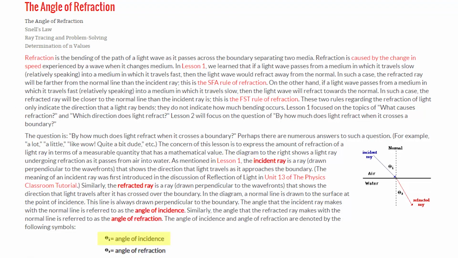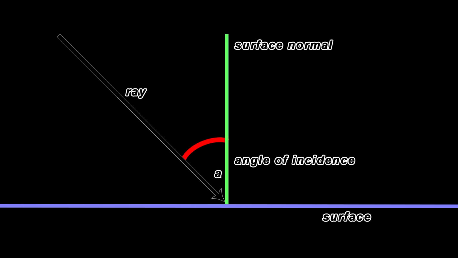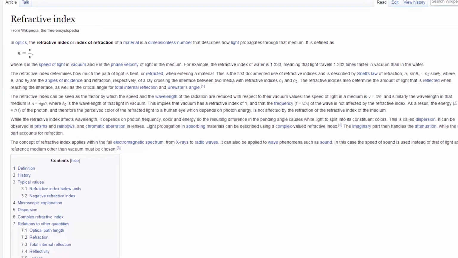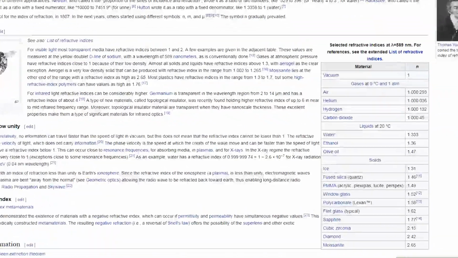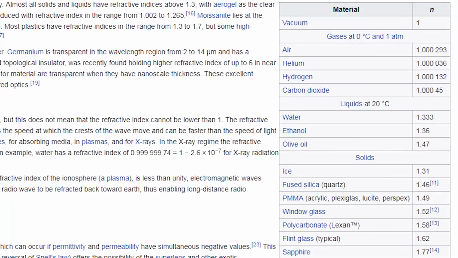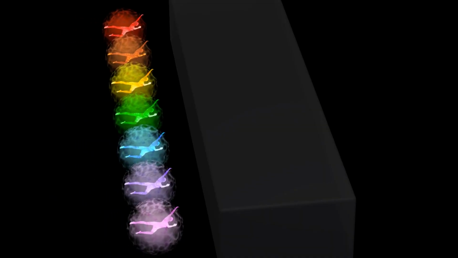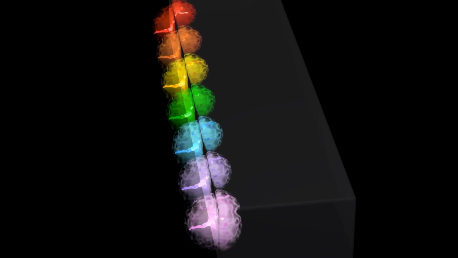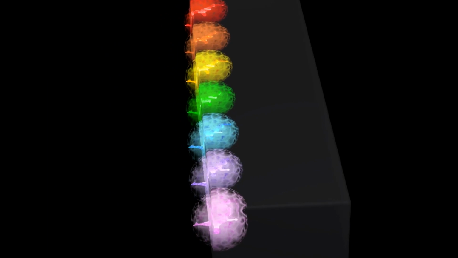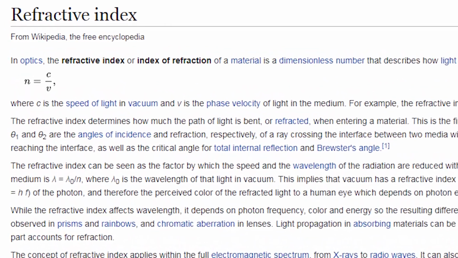The angle that light is traveling in relation to the media is called the angle of incidence. The greater the angle, the greater the bend. The refractive index of a medium is a number to specify how fast light will travel through it. For example, the refractive index of water is 1.333, meaning that light travels 1.333 times faster in a vacuum than in water. When light waves enter a medium such as water, prism, or air, it will bend.